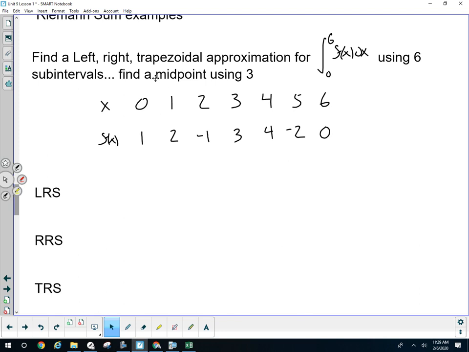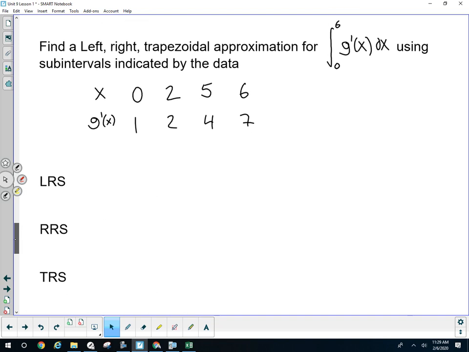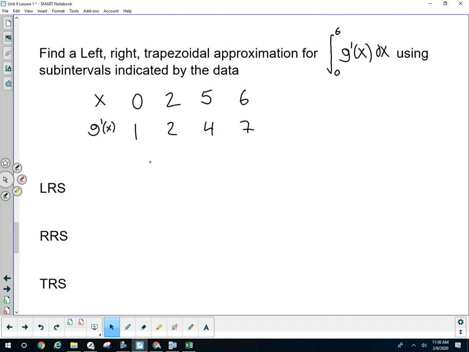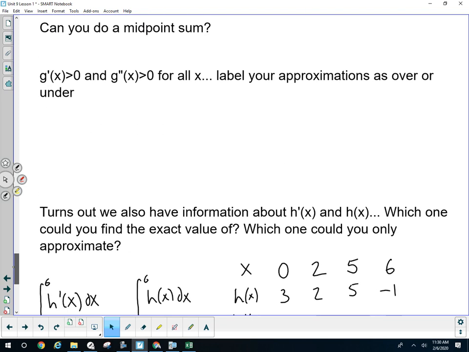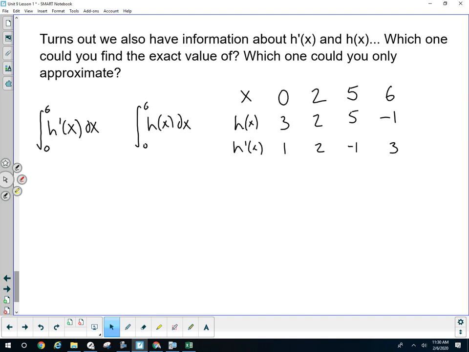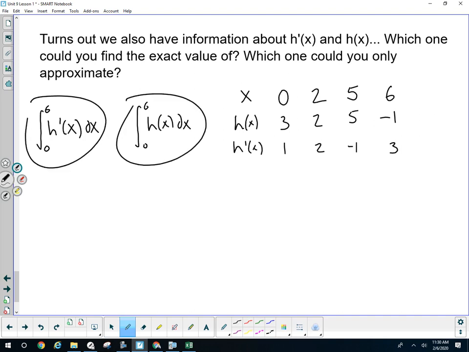The following. Having a table of information and being able to find the Riemann sum. I'm not going to spend time doing this because it's just practice, okay? This is more like just practice. Okay? Having a table of information, finding a Riemann sum. But don't forget certain things. Let's go to this last example. Okay? One of these, you can find the exact value for. One of them you can't.